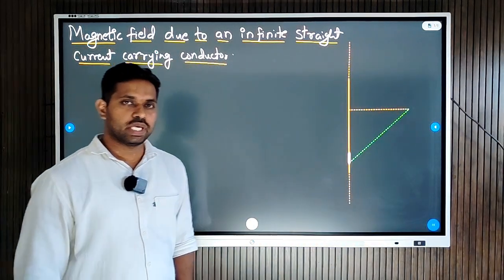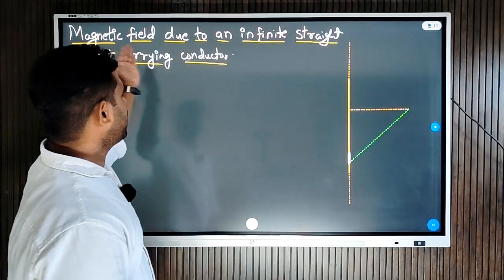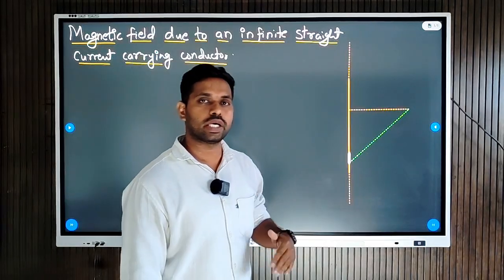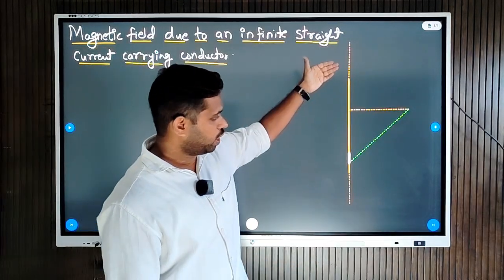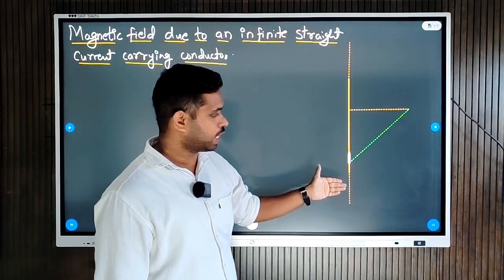Hello dear students, in this video let us understand how to calculate the magnetic field due to an infinite straight current carrying conductor using Biot-Savart's law. So here in this picture you have an infinite straight current carrying conductor.